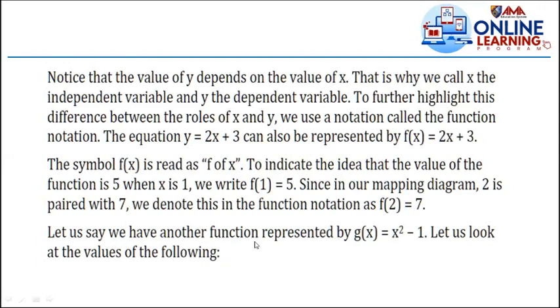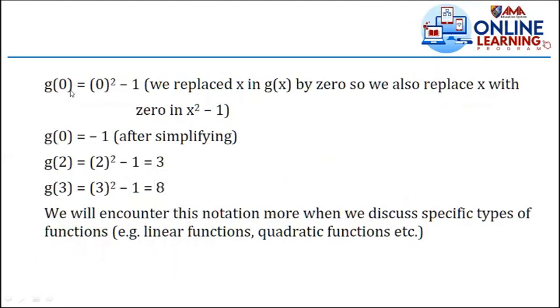Let us say we have another function represented by g of x, which is x squared minus 1. Let us look at the values of the following. So g of 0 is equal to 0 squared minus 1. We replace x in g of x by 0. So we'll also replace x with 0 in x squared minus 1.